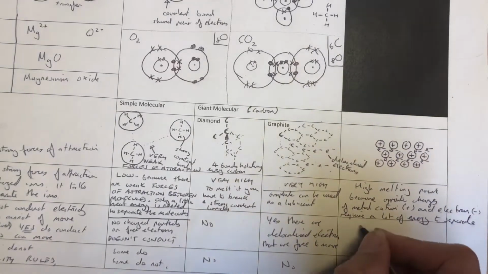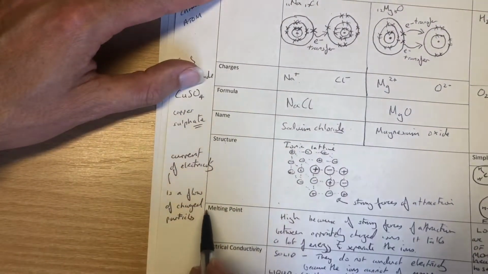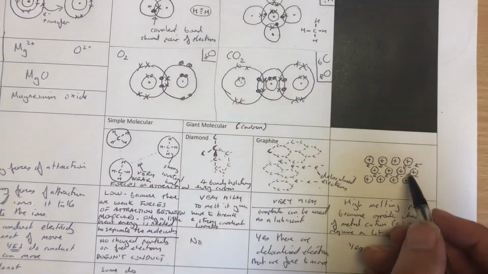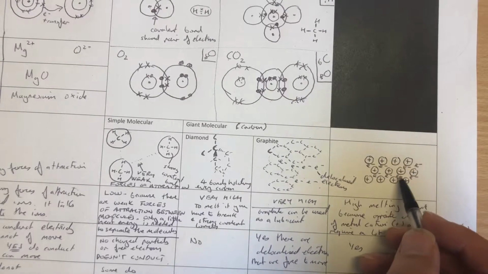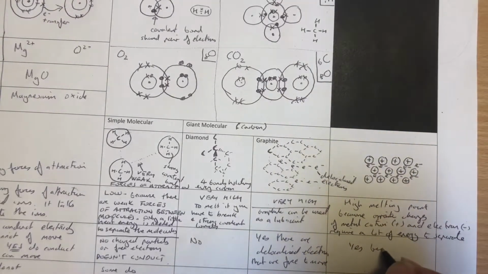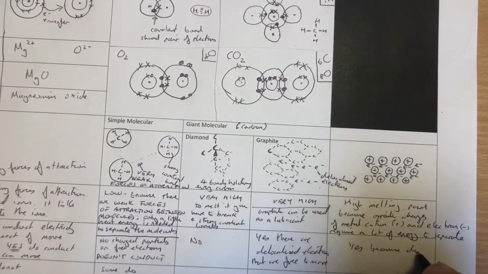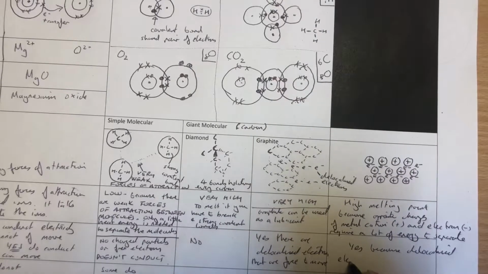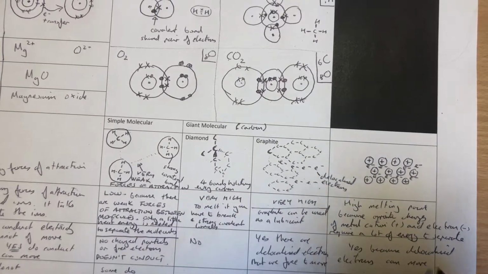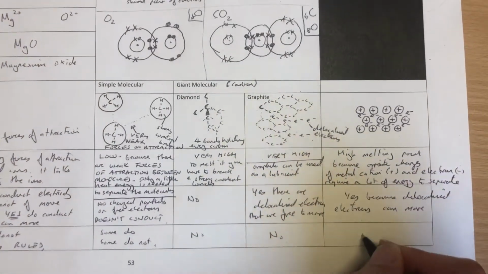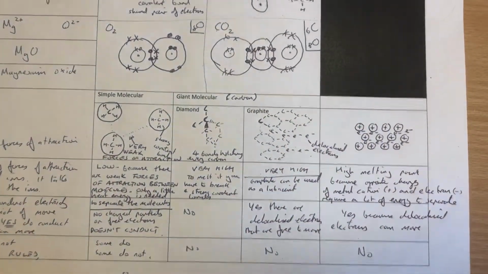Electrical conductivity, yes. Okay, let's go back to what a current of electricity is. A current of electricity is a flow of charged particles. What charged particles do we have here that can move? Not the cations, they're held in place, but these electrons, these can move. Yes, because delocalized. Delocalized means electrons that are free to move. Delocalized electrons can move. Last row was about solubility. Metals are not soluble in water. And there is our bonding summary.